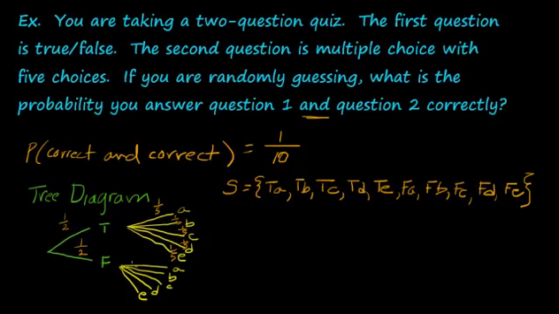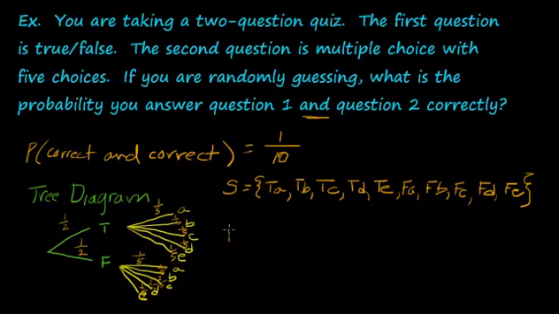And of course that wouldn't change here. If we come down this branch, then the probability of A, that's 1 out of 5 choices, and B is 1 out of 5, and C 1 out of 5, and D 1 out of 5, and E 1 out of 5.